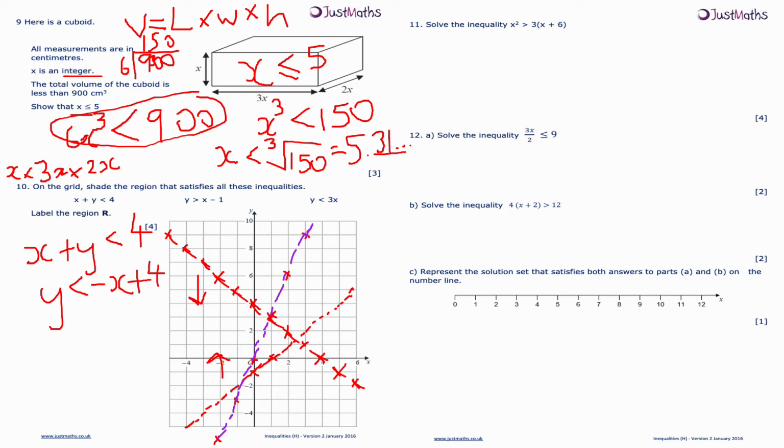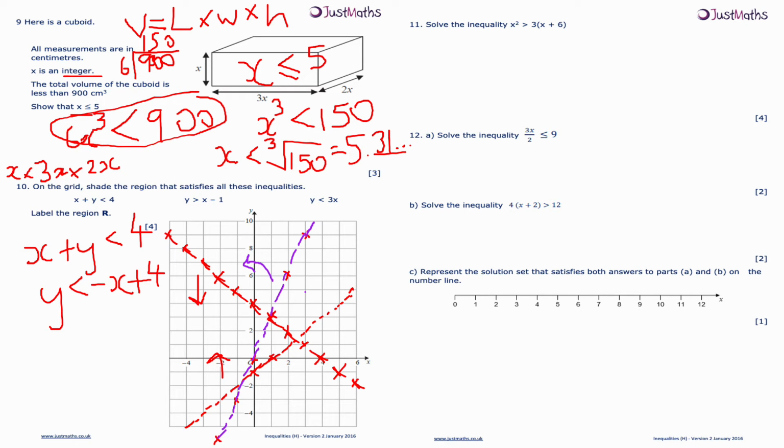Okay, so it's a dashed line, and it's saying that y is less than 3x, so it's going to be in this direction. So if y is less than 3x, let's just pick a point here. x is 3 and y is 5. If x is 3 and y is 5, actually, okay, so it can't be that, so it has to be on this side. Okay, so this is the bit that we want, so it's going to be in this region here, essentially.